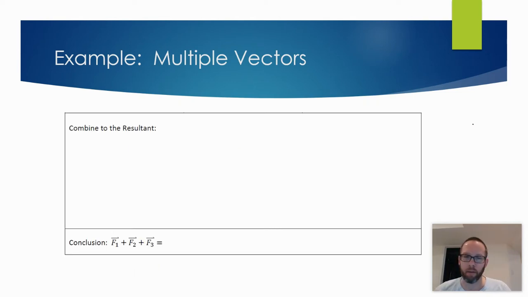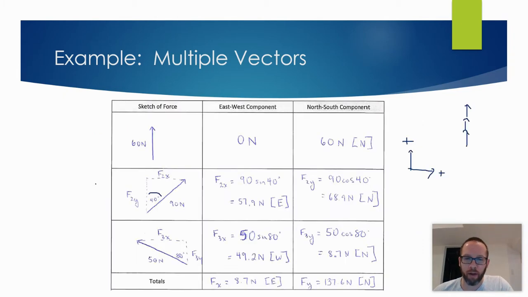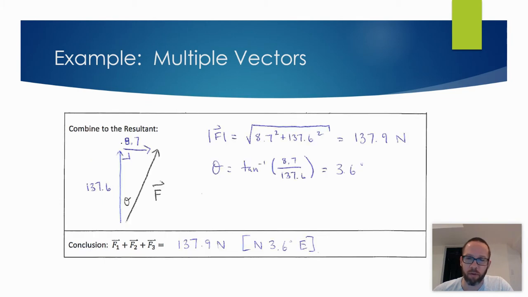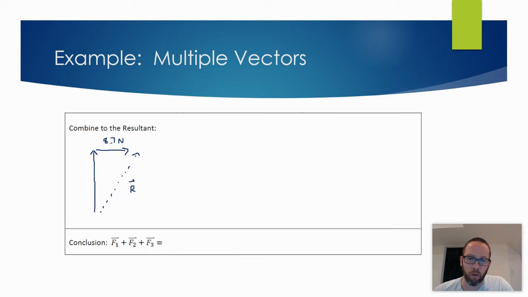So something like this. I can find my cursor. There it is. We've got a component of our resultant north, and then a component to the east. And you're interested in finding what's the resultant, right? Just draw it like that. So looking back, you know this east component is 8.7 newtons. And this north component is 137.6 newtons.